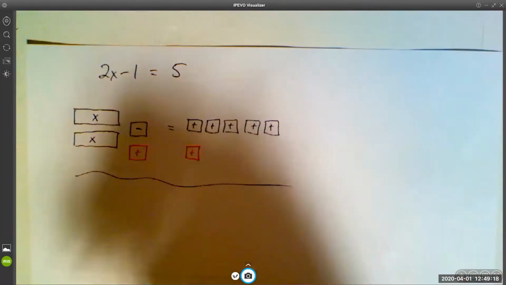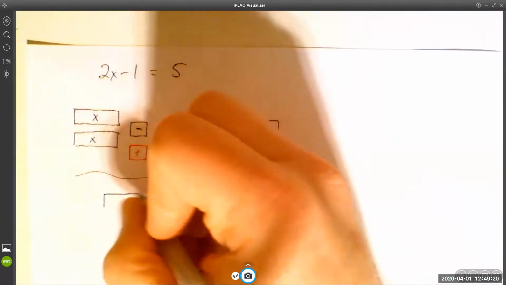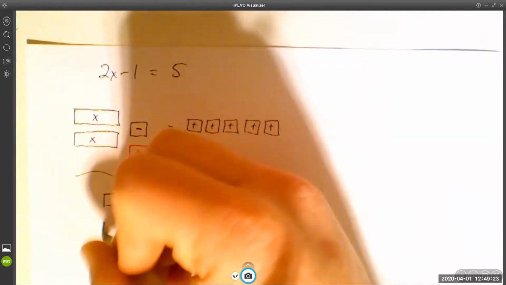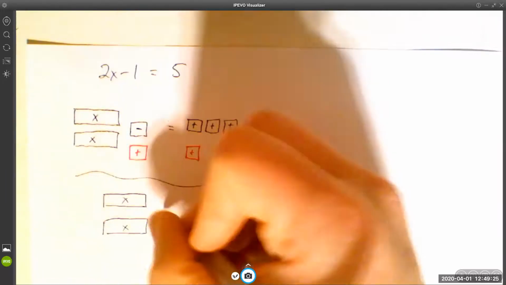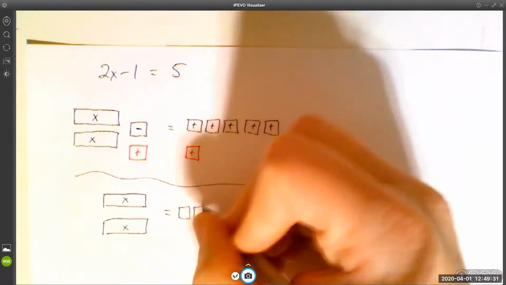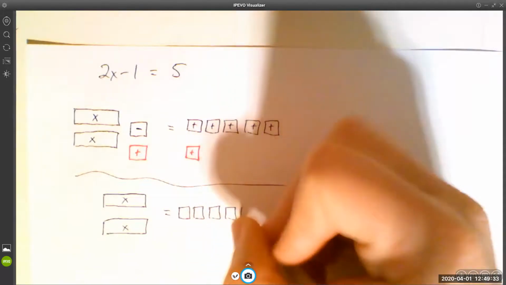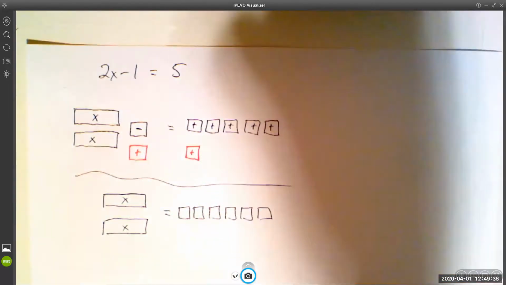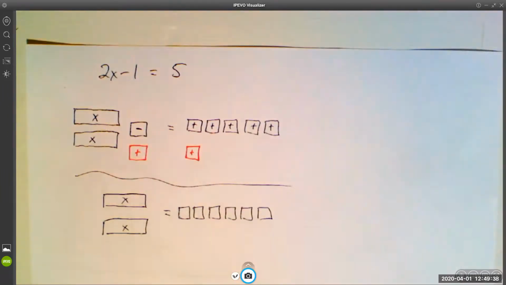And then step 2 would say, all right, so now I've got 2x equals, I've got 6 positive tiles now, right? They're all positive, so I'm not going to bother marking them positive. Okay, so 2x equals 6. Now, if you tried to solve this, you may have gotten stuck at this point, and you may have thought, well, what am I supposed to do now? Right? I need to get x by itself.